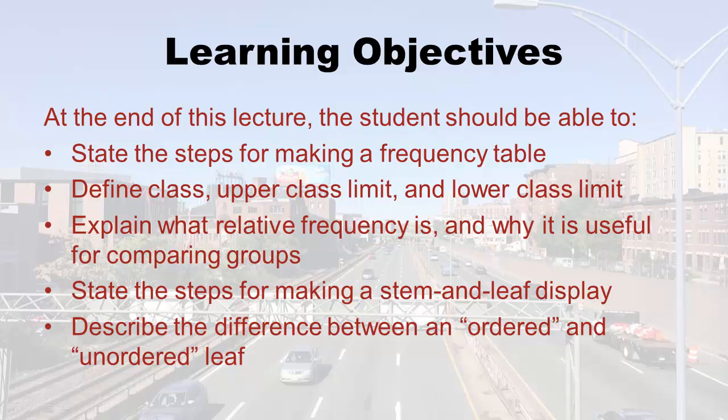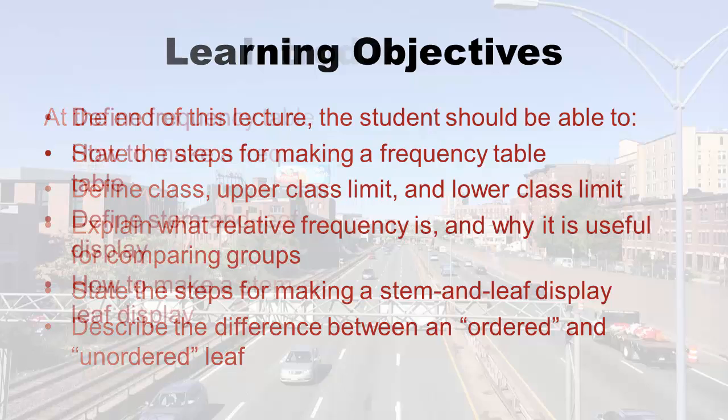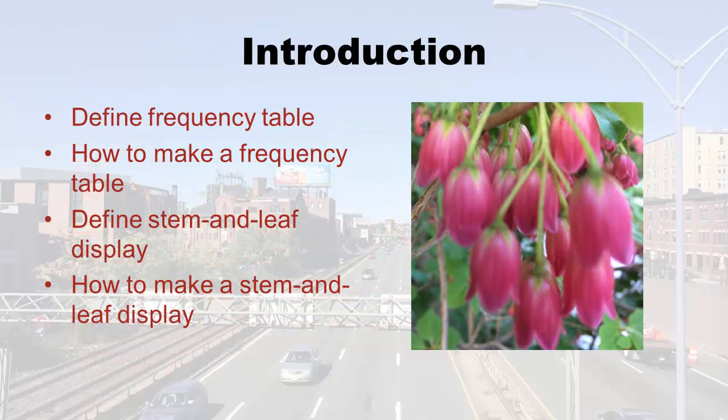At the end of this lecture, you should be able to state the steps for making a frequency table, define class, upper class limit, and lower class limit. You should be able to explain what relative frequency is and why it's useful for comparing groups. Also, you should be able to state the steps for making a stem and leaf display. And finally, you should be able to describe the difference between an ordered and an unordered leaf. And if all that sounds foreign to you, don't worry, you'll understand it all at the end of this lecture.